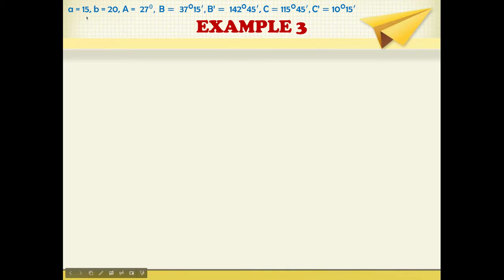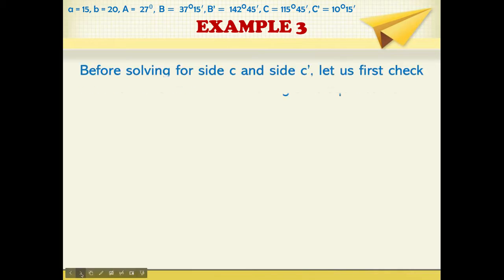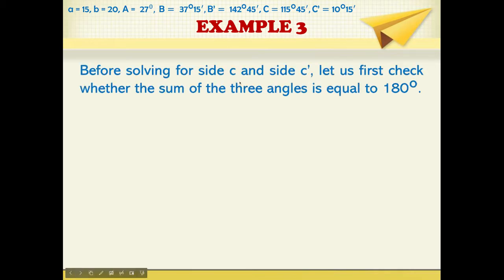So we now have the values for side A, side B, angle A, angle B prime, angle C, and angle C prime. Now, before solving for side C and side C prime, let us first check whether the sum of the three angles is equal to 180 degrees.